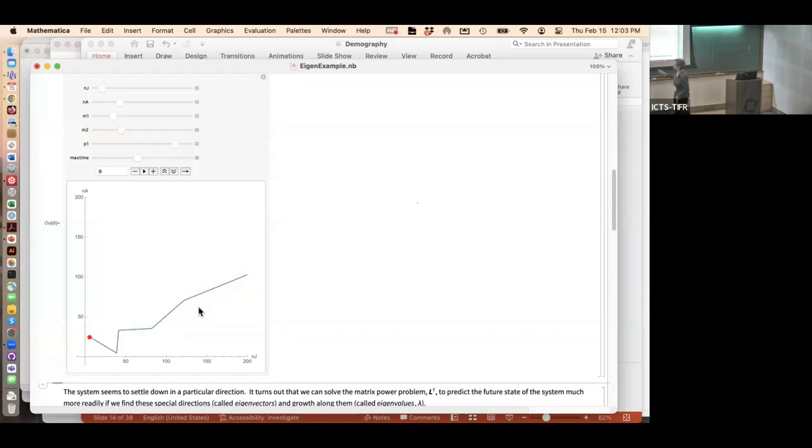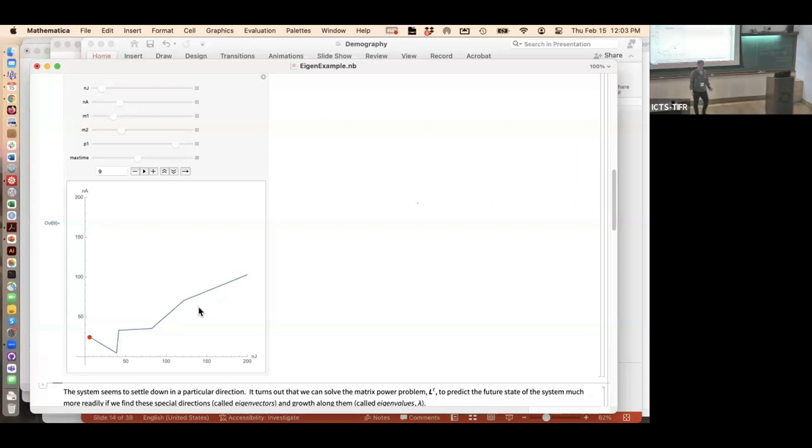But not at first. At first, we have these really strong oscillations because we're starting with only adults in this case. So there's a lot of wobble at first and then it goes away. What do you predict should happen? Is this population growing or shrinking? This is my time point 0, 1, 2, 3, 4, growing.